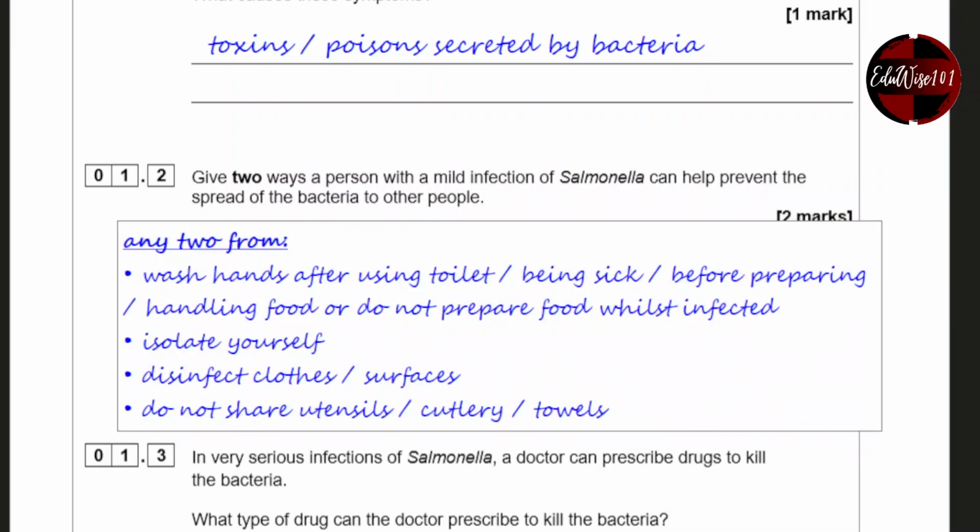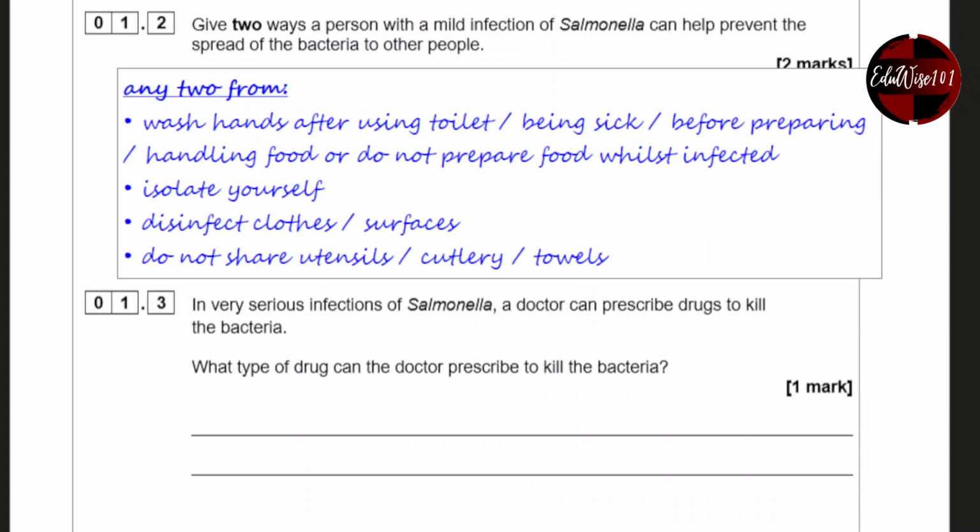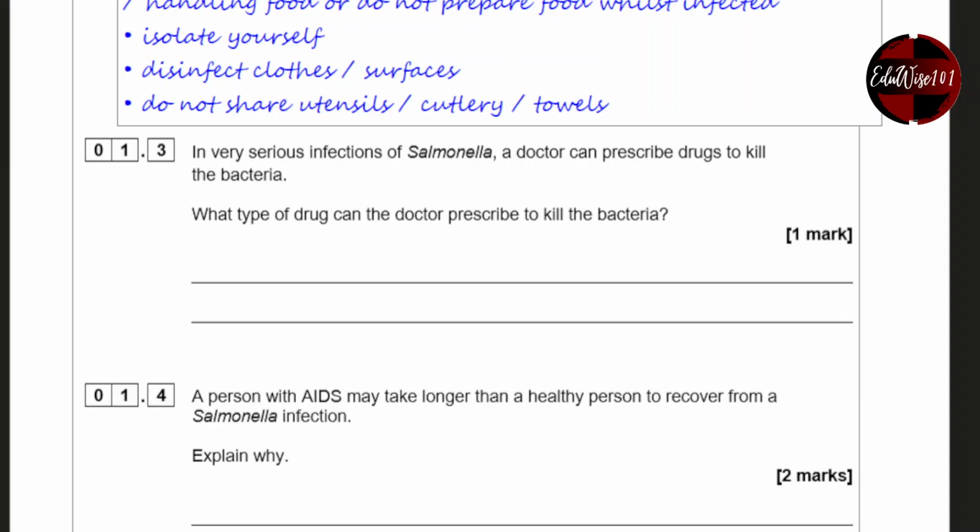Wash hands after using toilet, being sick, before preparing, handling food, or do not prepare food whilst infected. Isolate yourself, disinfect clothes and surfaces. Do not share utensils, cutlery, and towels. In very serious infections of Salmonella, a doctor can prescribe drugs to kill the bacteria. What type of drug can the doctor prescribe to kill bacteria? That would be antibiotics.